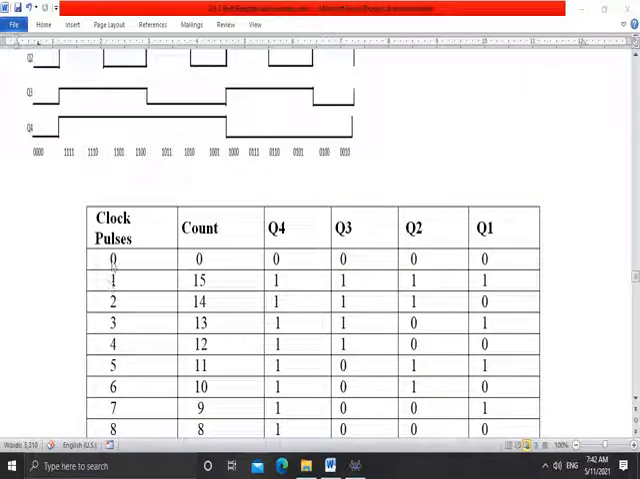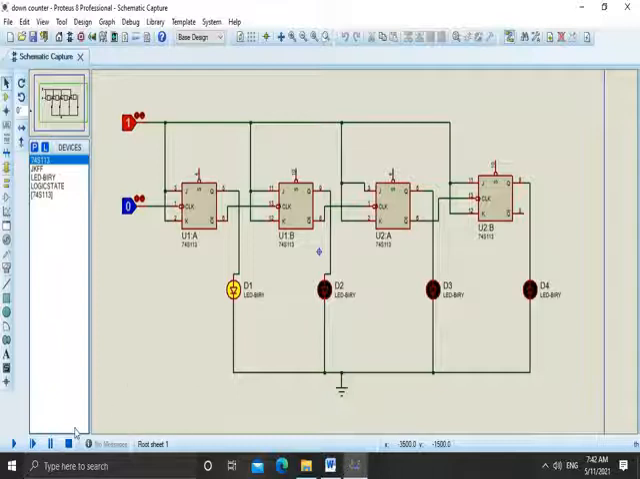Write it in the truth table also. After the first clock pulse, the count is 15, meaning all are 1 1 1 1. See in the simulator you can analyze this. Initially all Q are zeros. When you apply the first clock pulse, then all become 1.